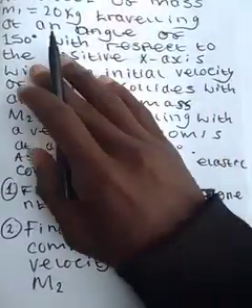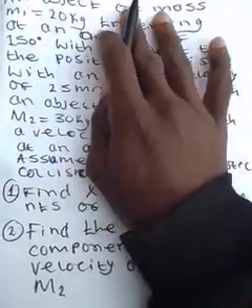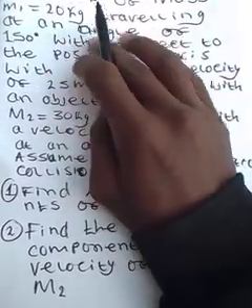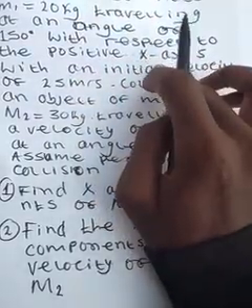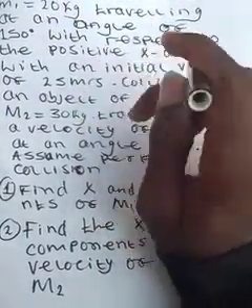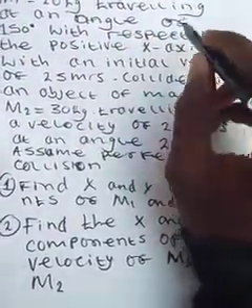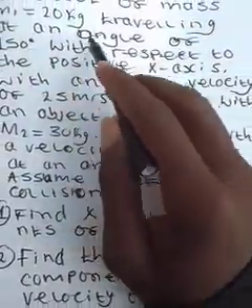Okay, so let's look at this challenging question. The question is saying that an object of mass m1 equal to 20 kg is traveling at an angle of 150 degrees with respect to the positive x-axis. I mean starting from the positive x-axis until you reach where these 150 degrees. I'm going to demonstrate that.